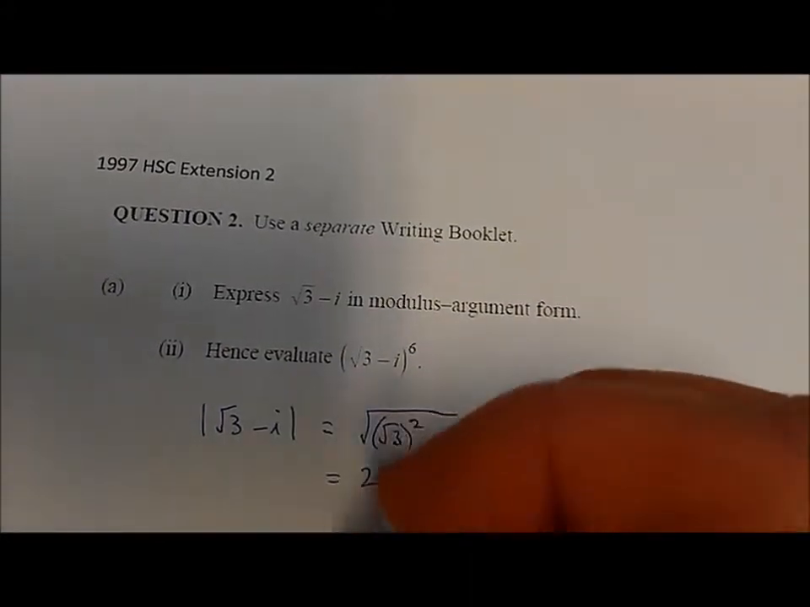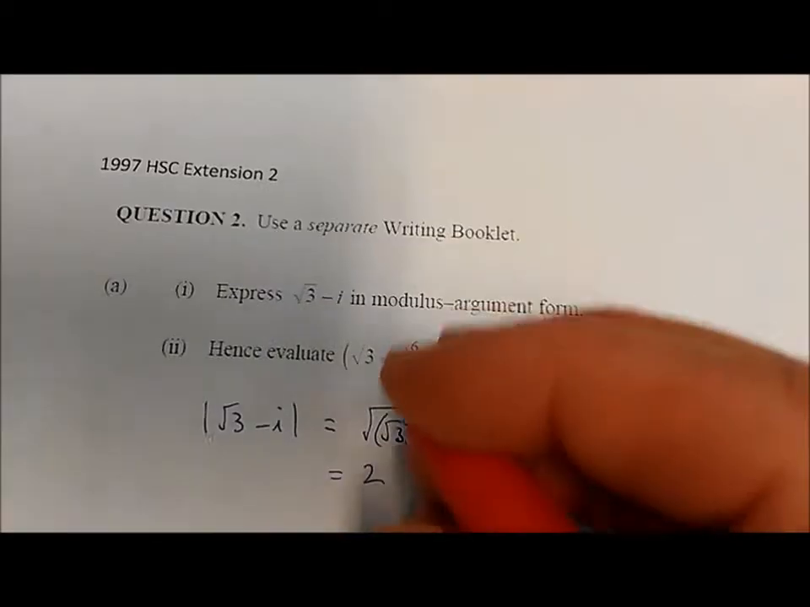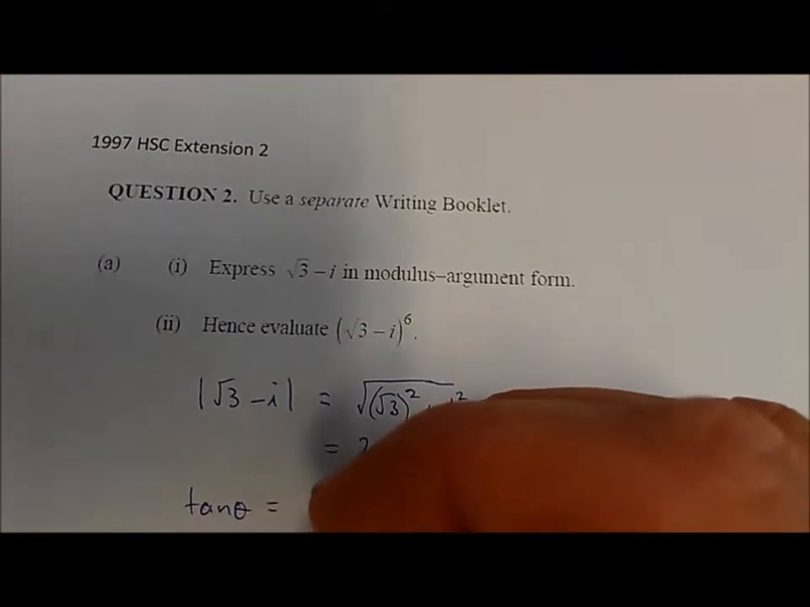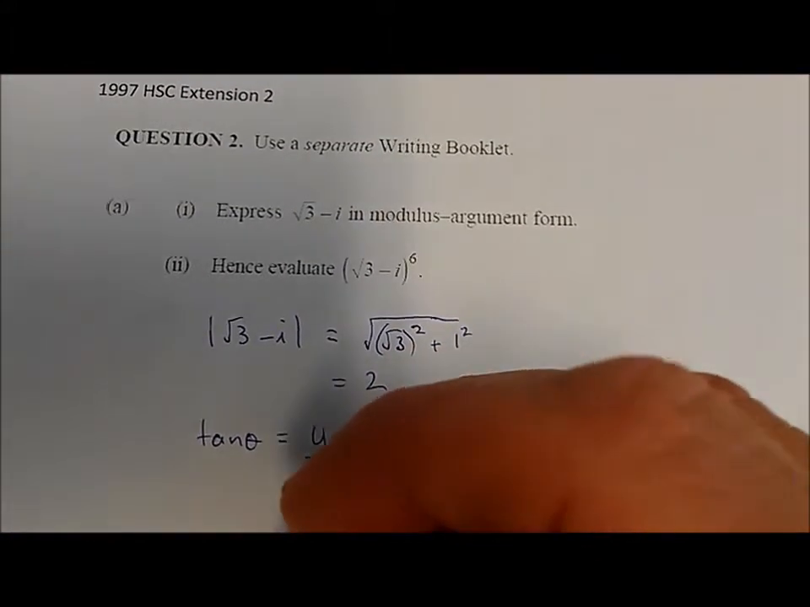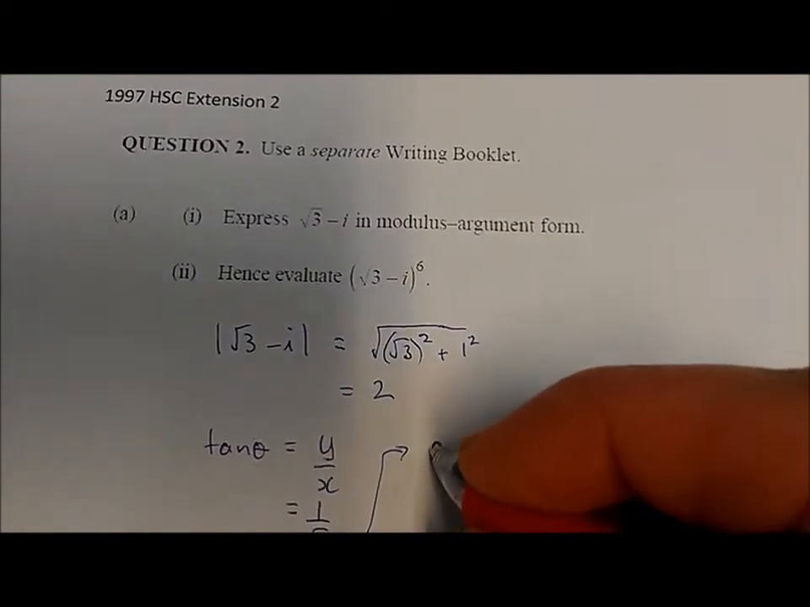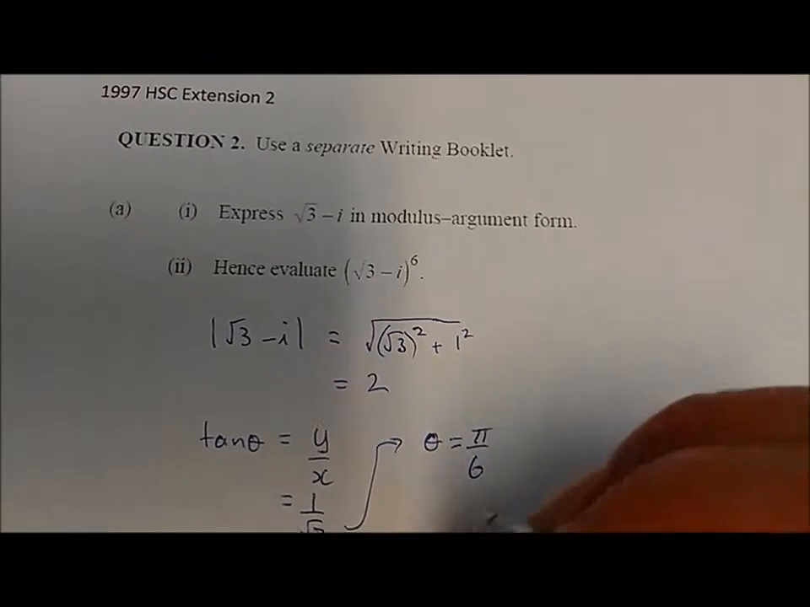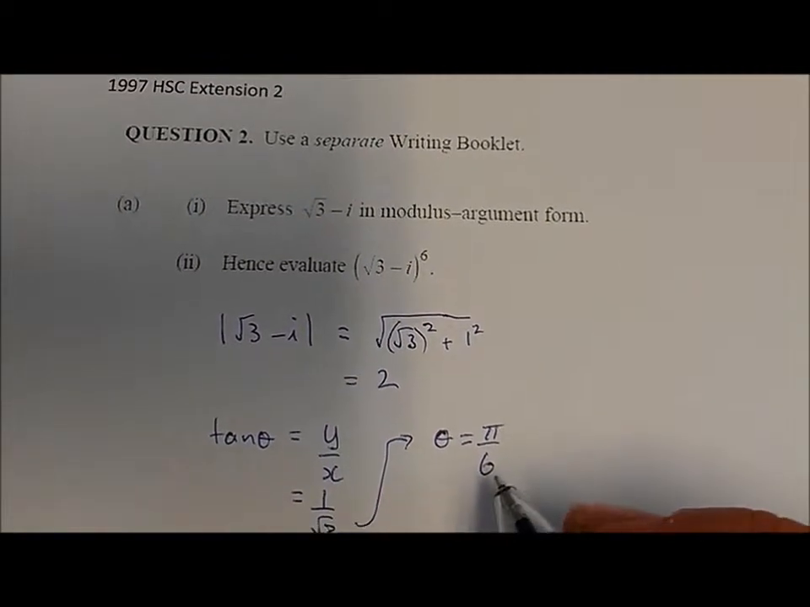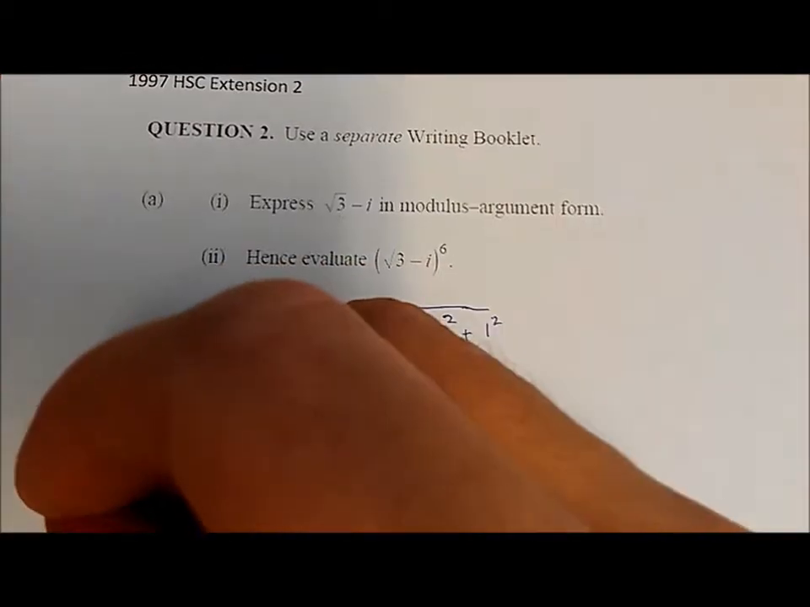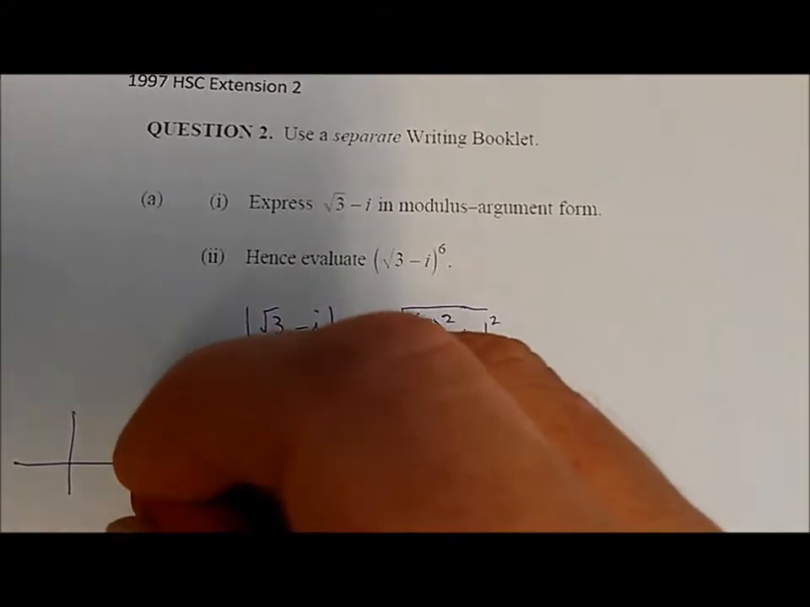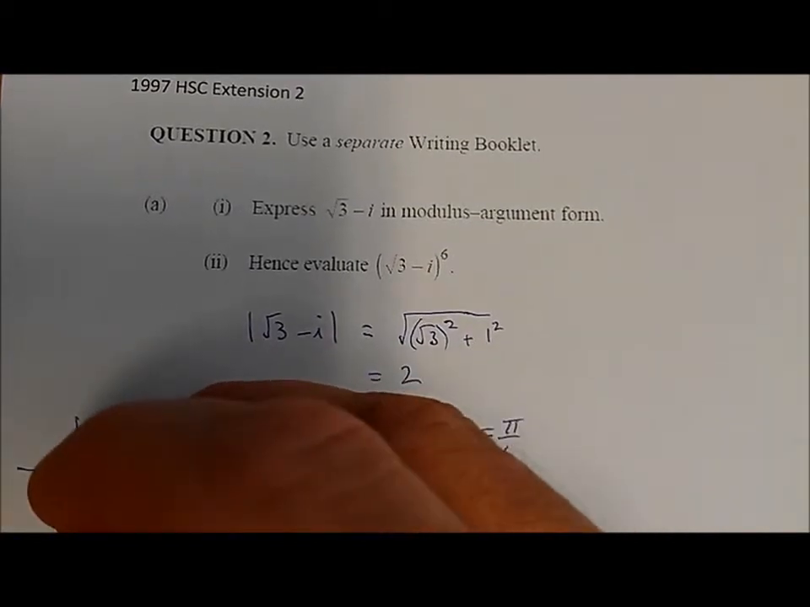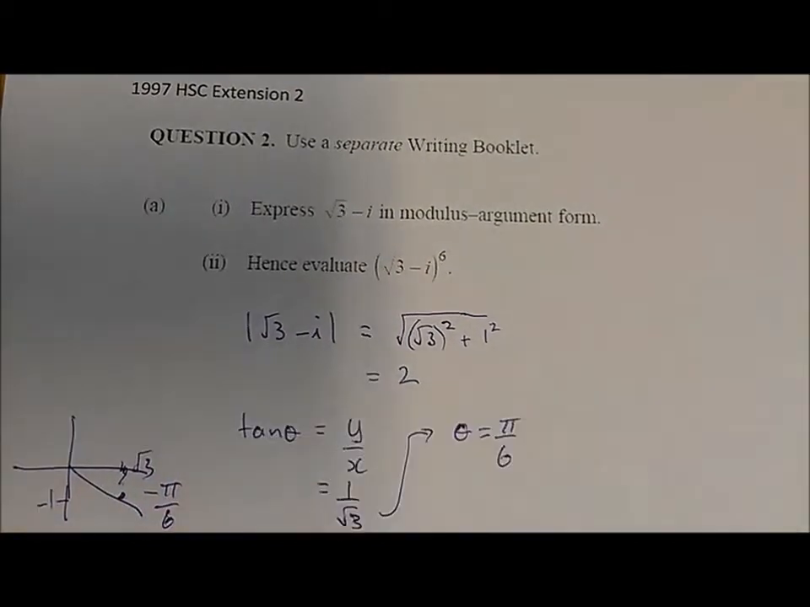And to get the argument theta, tan of theta is equal to y on x. In this case, I'm going to take it as 1 on root 3, giving me theta is equal to pi on 6. But what I need to be careful of when I'm doing these questions is making sure I know where root 3 minus i is. If I plot the complex number root 3 minus i right there, I can see it's in the fourth quadrant, so my argument's actually negative pi on 6.